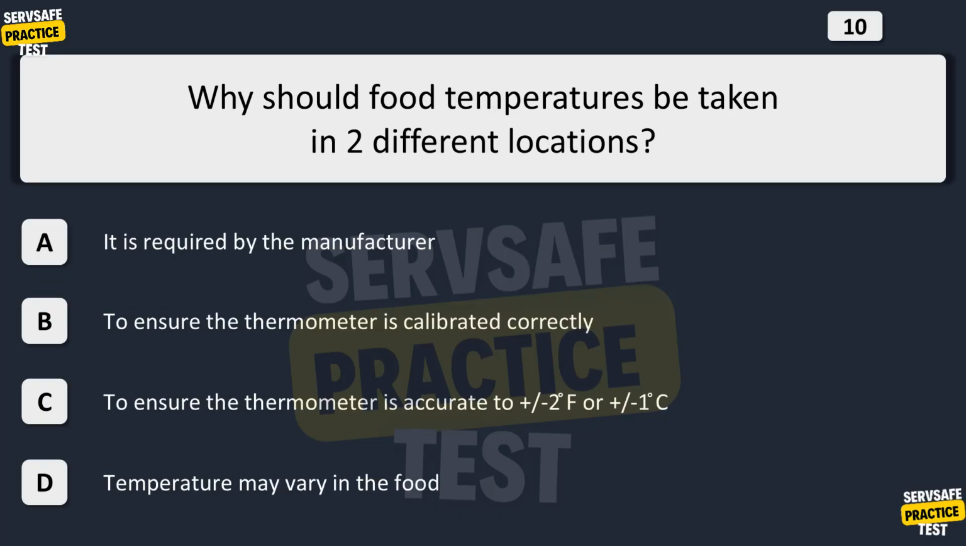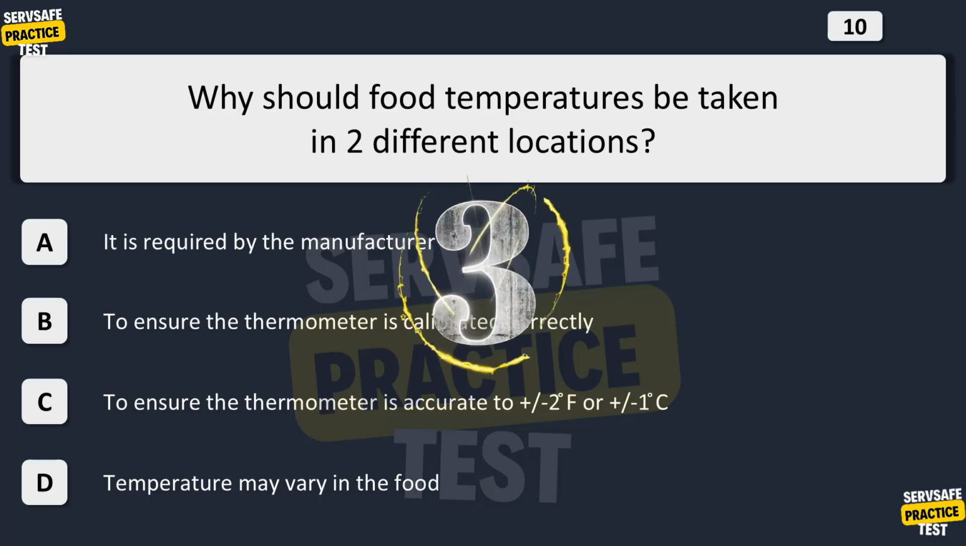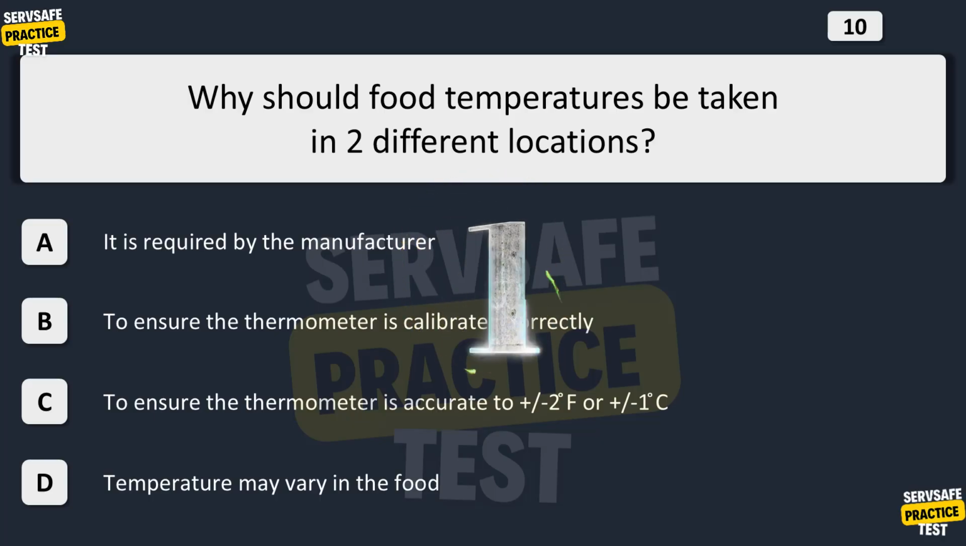Why should food temperatures be taken in 2 different locations? A. It is required by the manufacturer. B. To ensure the thermometer is calibrated correctly. C. To ensure the thermometer is accurate to plus or minus 2 degrees, or plus or minus 1 degree Celsius. D. Temperature may vary in the food. The correct answer is D. Temperature may vary in the food.